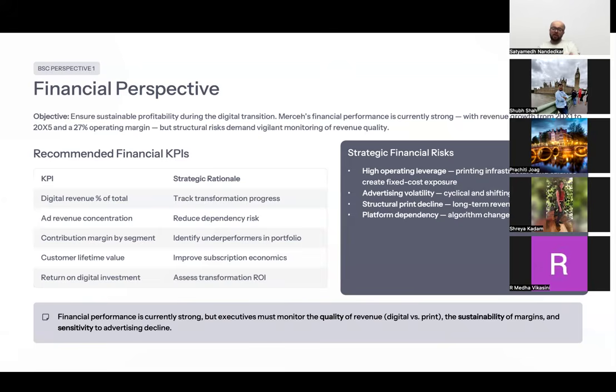Contribution margin by segment will help you identify underperformers in the portfolio. Basically, having a look at each different magazine, each different category, and how much it is contributing. In customer lifetime value, how much revenue are you expecting from a certain customer, and return on digital investment. There you could have this classification according to individual customers also, customer categories also. Analyzing the operating leverage, the advertising volatility, the platform dependency will also have a critical impact on the financial success.